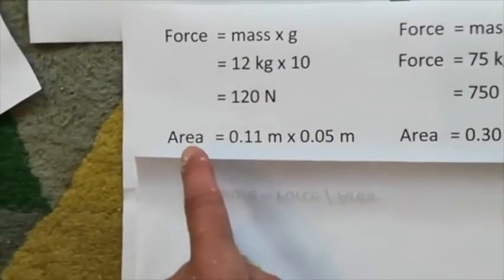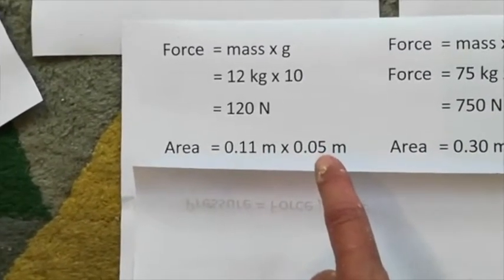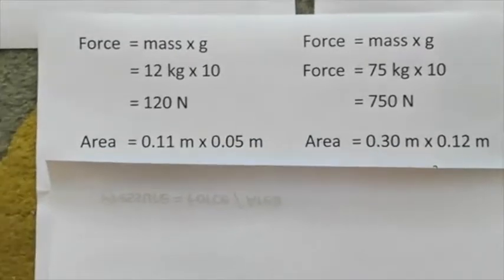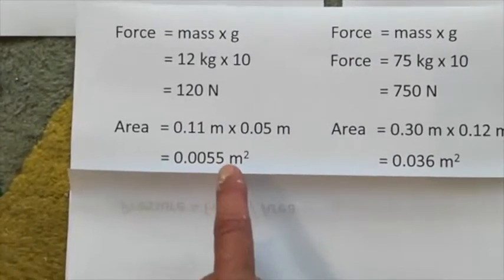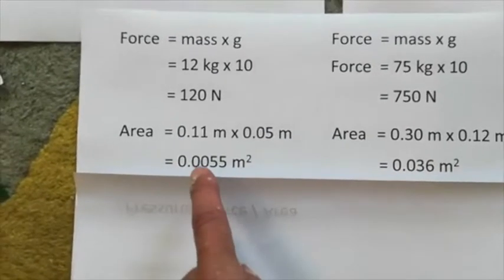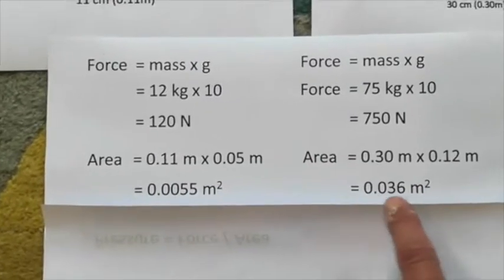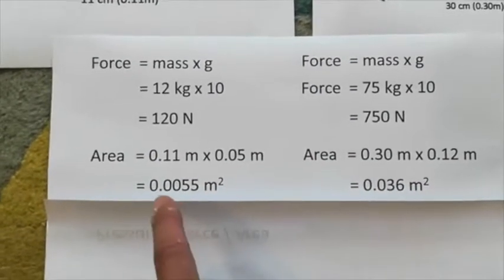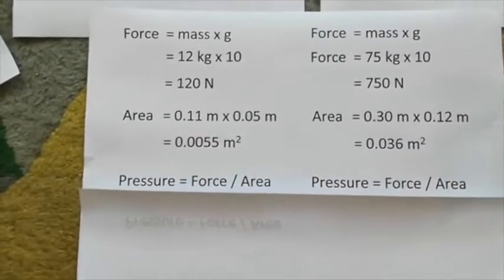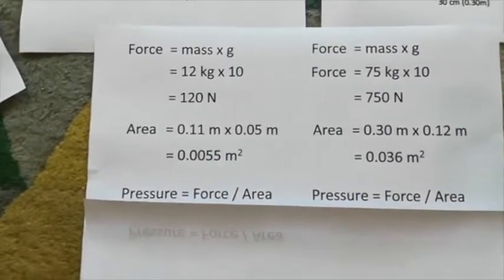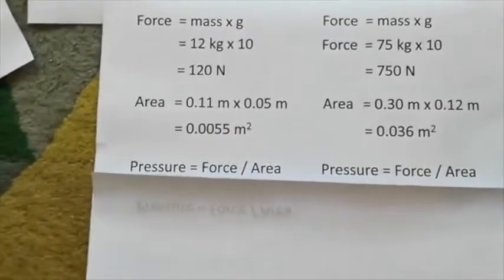So the area of my daughter's foot is 0.11 metres times 0.05 metres, and that's the area of my husband's foot. Again, slightly weird numbers because I've done it in metres, but you can see that the area of my daughter's foot is a lot smaller than the area of my husband's foot. That's a bigger number than that one. So let's put all those together and work out the pressure. Pressure equals force divided by area. So we'll do that divided by that, and we'll do that divided by that. Ready?